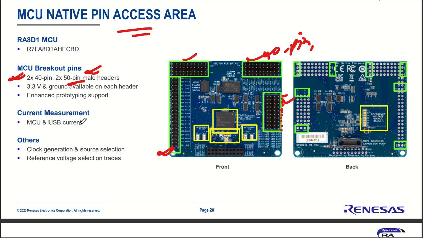Then enhanced prototyping support is also there. It has the capability of MCU and USB current measurement. So the total current that USB and the microcontroller are consuming, that measurement capability is also there. You can try to find it out using your ADCs, and other references are there for your complete development.